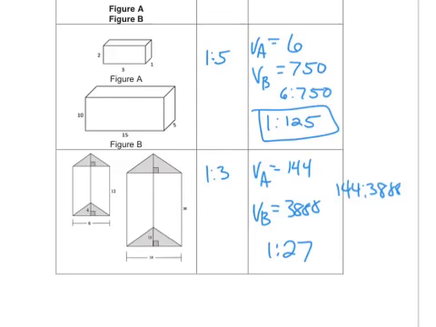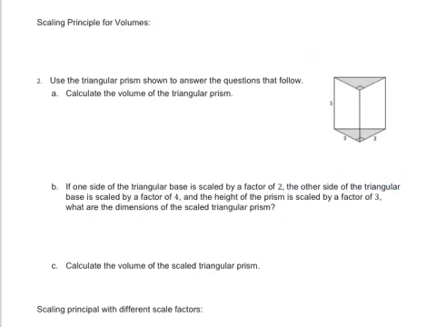Once again, we see the same property. 1 cubed is 1, 3 cubed is 27, so the property seems to hold. And we can solve it generically. We might do that in class to show you that it's going to be true regardless of what shape we use. So now we can write our scaling principle for volumes.